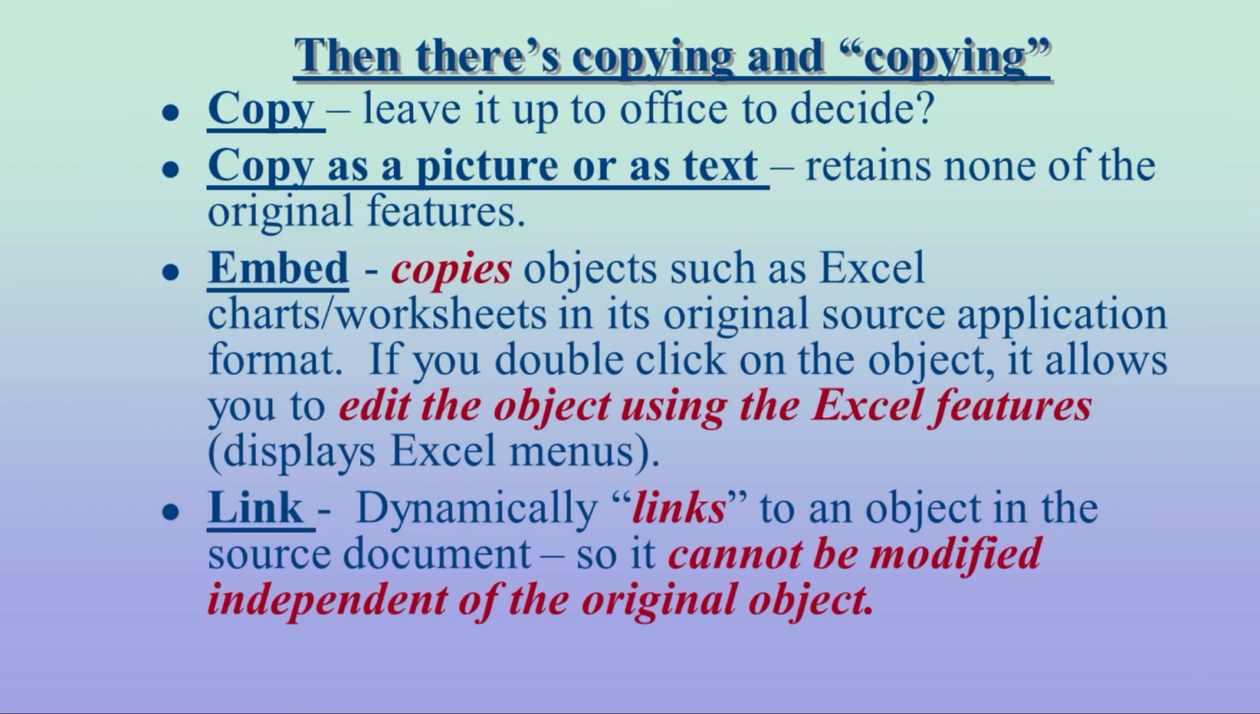In Excel, the main term is copying. Copy, leave it up to Office to decide. Copy as a picture or as text retains none of the original features. Embed copies objects such as Excel charts and worksheets in their original source application format. If you double-click on the object, it allows you to edit the object using the Excel features. And the syntax link dynamically links to an object in the source document, so it can be modified independent of the original object.